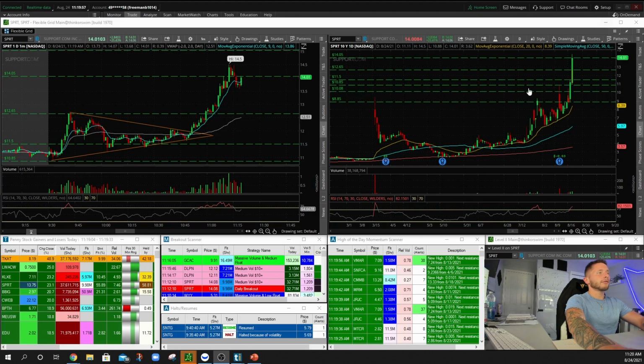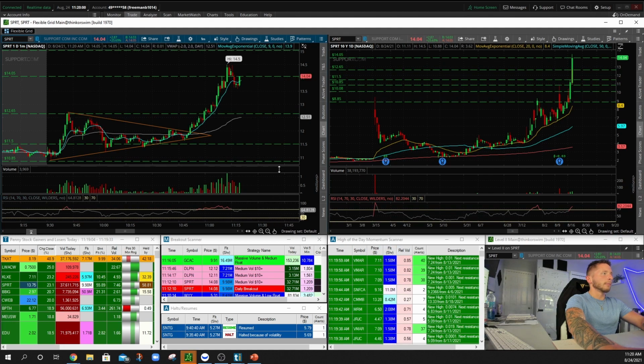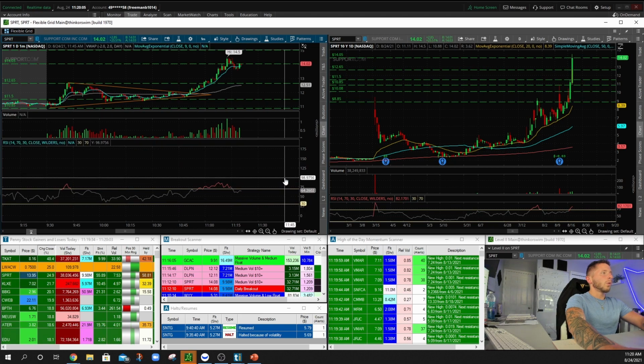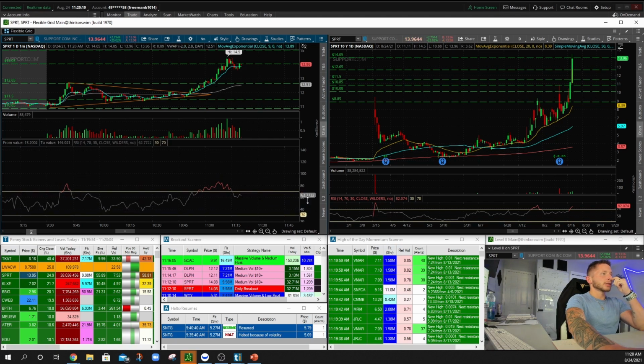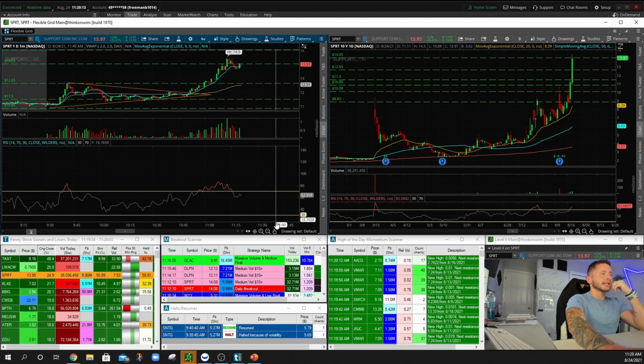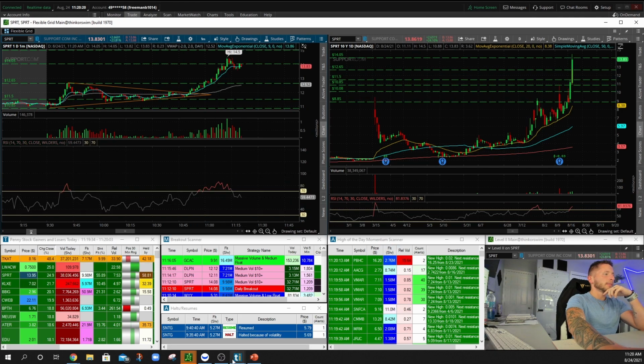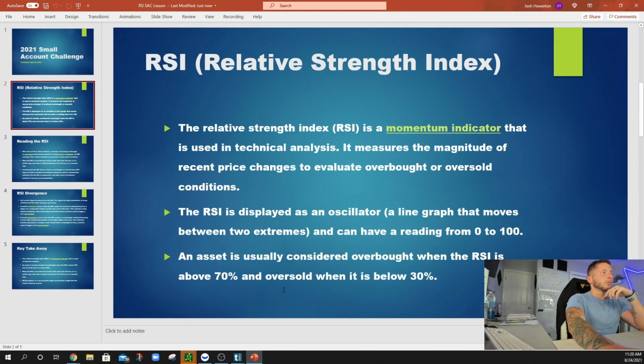You'll have a reading from 0, right? So if we go ahead and pull this up, you have a reading from 0 to a reading of 100. With your two averages, your two means, the way it comes, a 30 or below is considered to be oversold, and a 70 or above is considered to be overbought. We all know it's an oscillator with a line graph that moves between those two extremes, 0 being the lowest extreme, 100 being the highest extreme with the RSI.